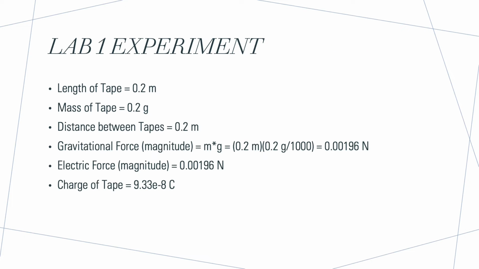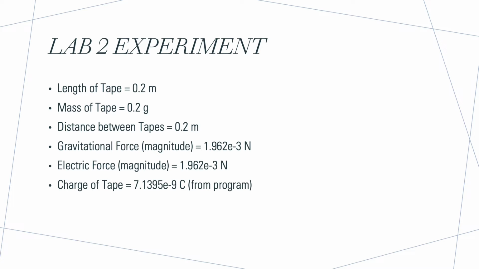So in my first experiment, I got my electric force and gravity to be 0.00196 newtons, and so I calculated the charge of the tape to be 9.33 e to the negative 8 coulombs. This is just saying we very much simplified it down to 1 point charge. But in lab 2, we got a very similar magnitude in the electric force, but we got the charge of the tape to be 7.1395 e to the negative 9 coulombs. And that is from the program. This is really important because it comes into play with our model: instead of looking at it as 1 point charge, it's multiple point charges.